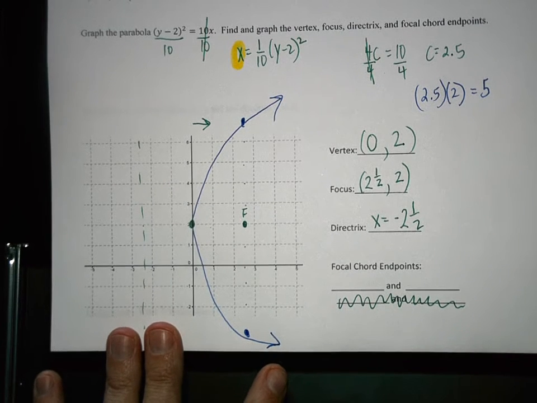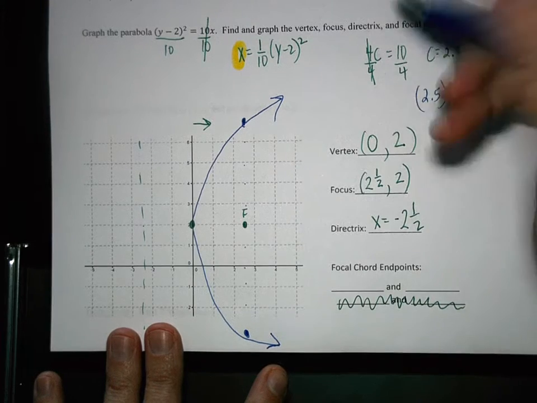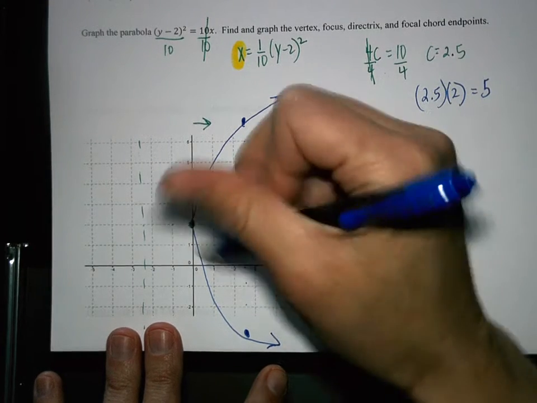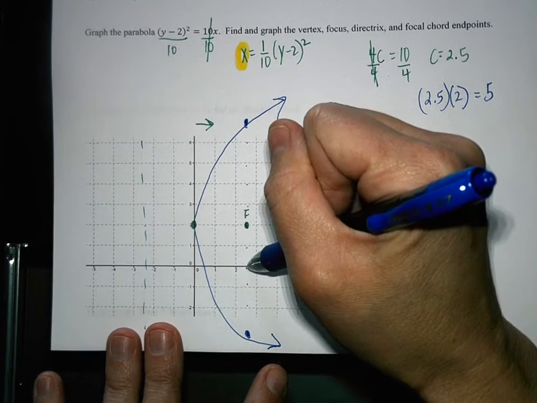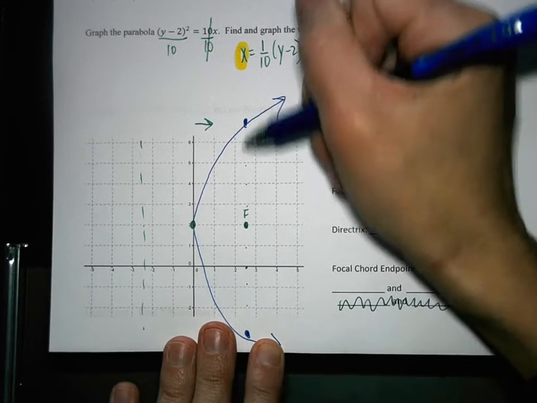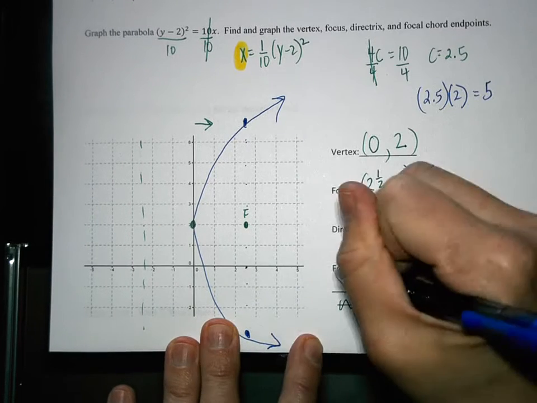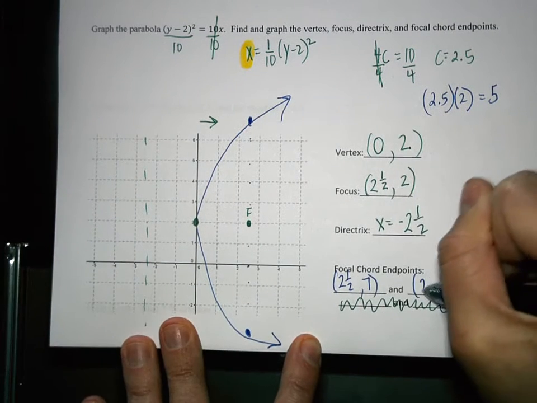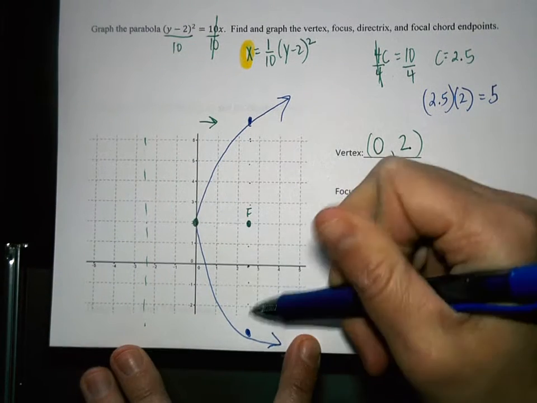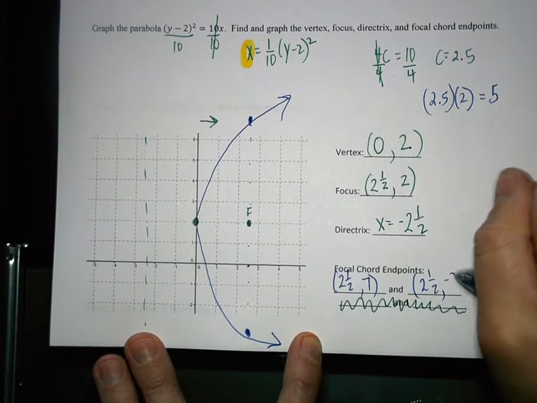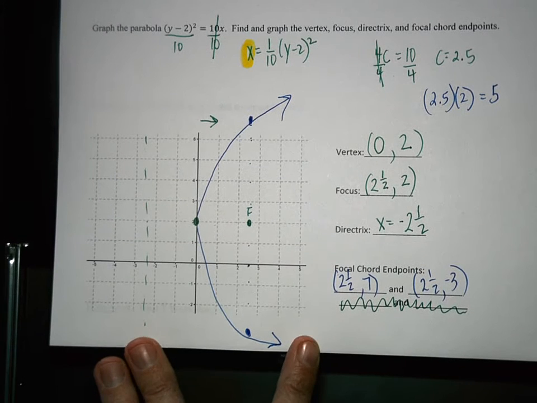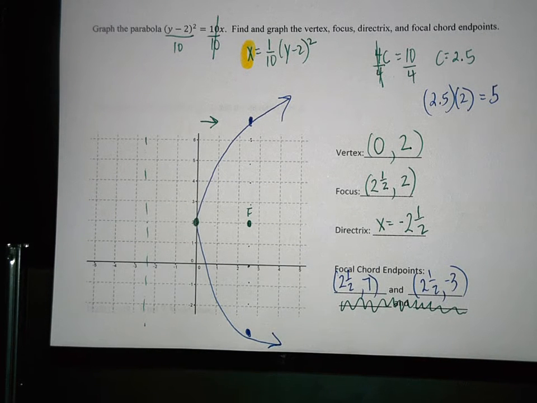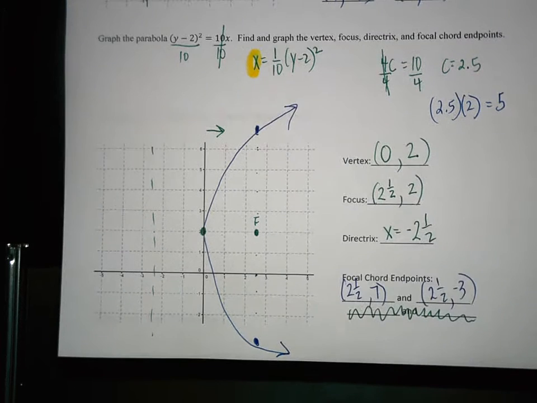Okay, so we went 5 up and 5 down, and so my focal chord endpoints, this is at 2.5, and then it goes all the way up. This was 6 at 7, so 2.5, 7, and then the other one is 2.5, and that goes down to -3. So those are my focal chord endpoints. All right, turning to the next page.